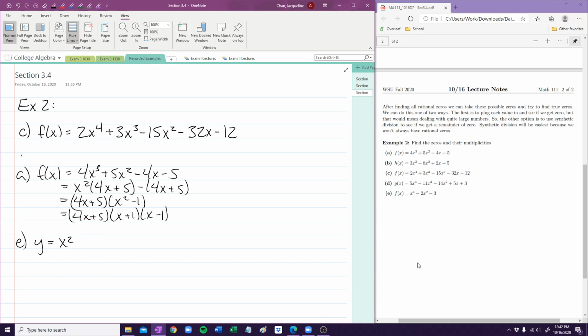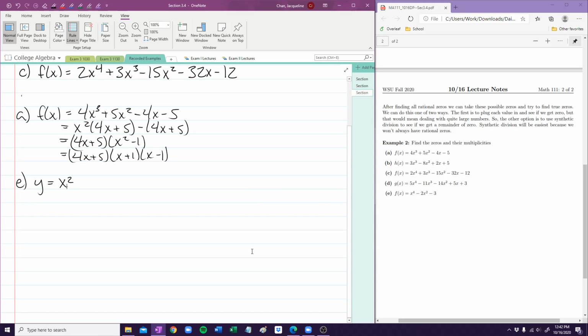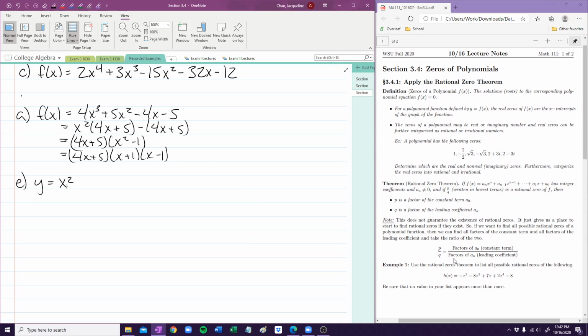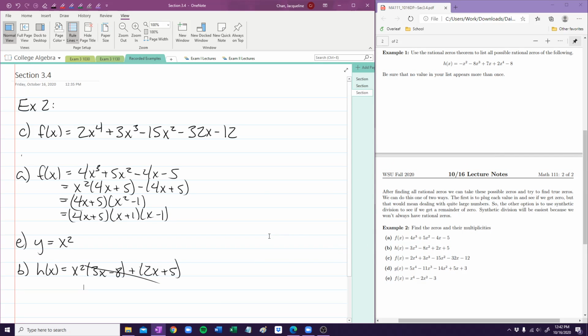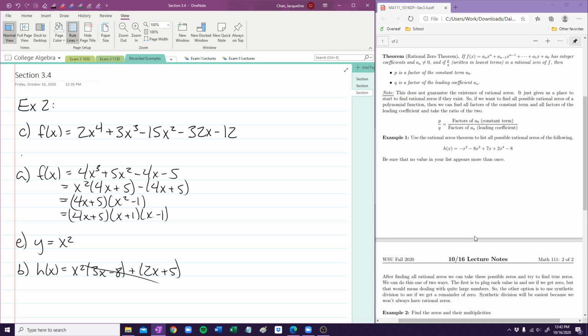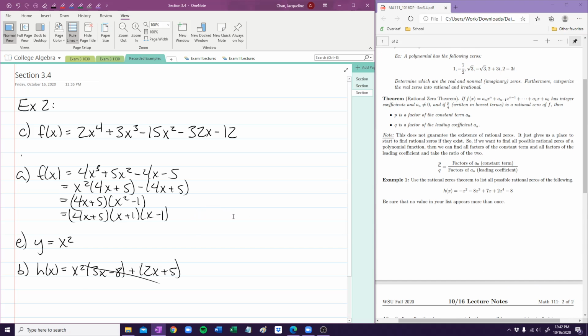For example, B, we would have done the rational zero theorem, because when you factor by grouping, for B, I'm not going to rewrite it just to save time, as you can see, 3x cubed minus 8x squared has x squared in common, so I have 3x minus 8. And then 2x plus 5, there's nothing in common. We could not factor by grouping here because there is no common binomial. Since there was no common binomial, the other option was to do synthetic division. But first we have to know which ones we can do, so use the rational zero theorem.